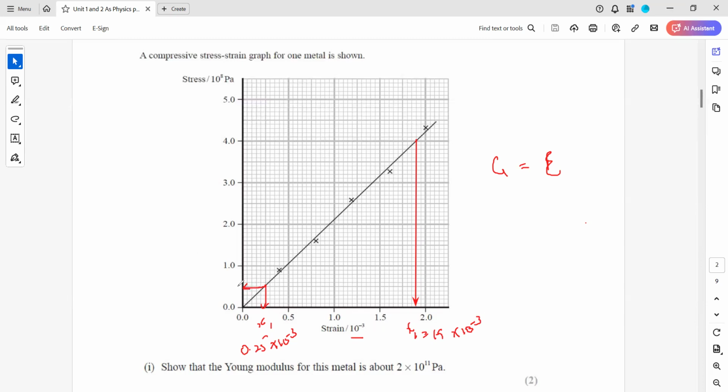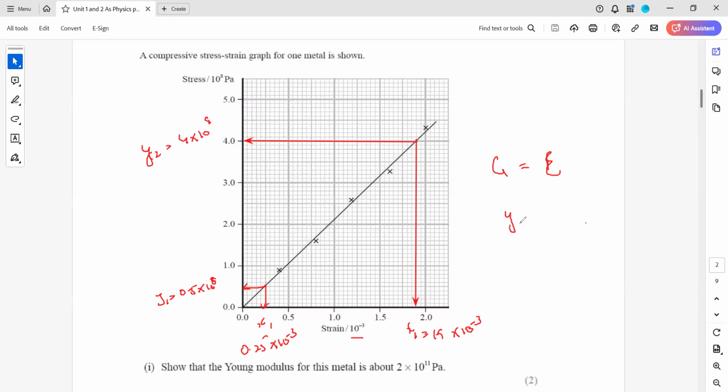The first point on the y-axis, that is y1, is at 5 boxes, which is 0.5, but we don't say only 0.5 because exponent 8 is there. So y1 is equal to 0.5 into 10 to the power 8. And y2 will be equal to 4.0 into 10 to the power 8.